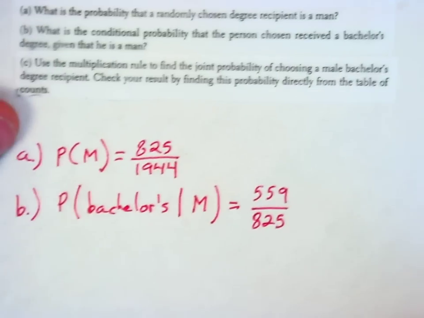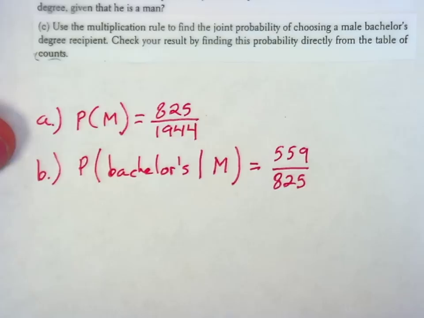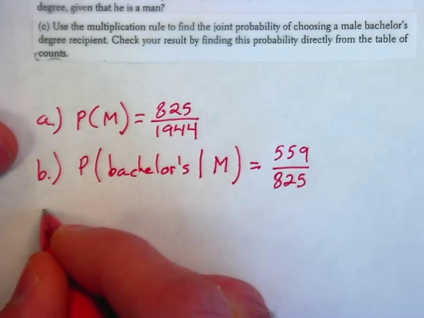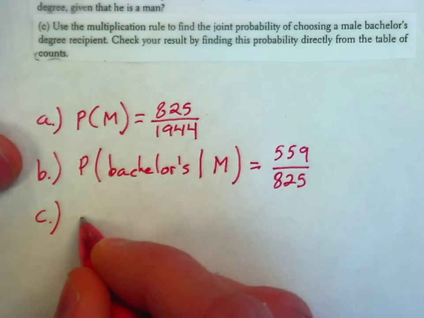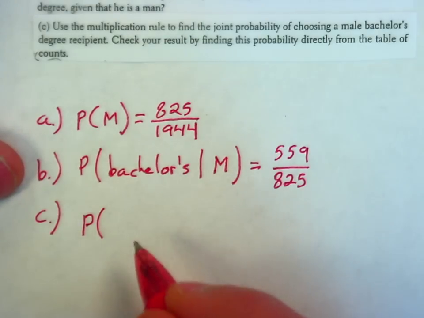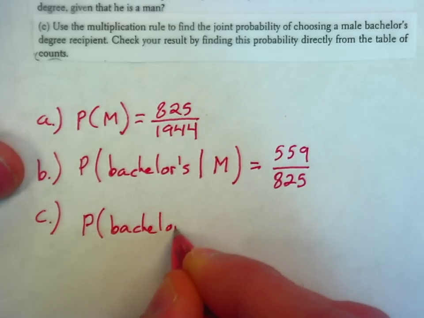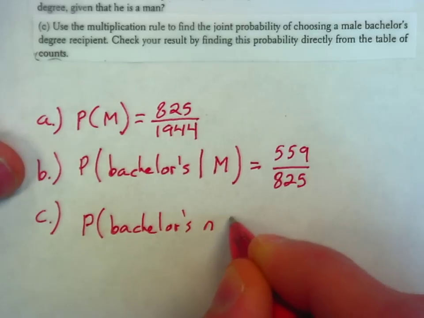So last then, in part C, you're asked to use the multiplication rule to find the joint probability of choosing a male bachelor's degree recipient. Check your result by finding this probability directly from the table of counts. So first of all, let's make sure you know what we mean by the multiplication rule. So the multiplication rule says that the probability of having a bachelor's degree and being male.